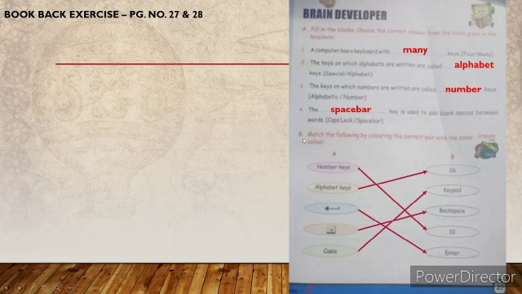Okay, then B, we have match the following. Number keys, we have to match with 10. Alphabet keys, there are 26 keys. Then this key is representing enter key and this is backspace key and this is caps lock. We have to match with keypad.